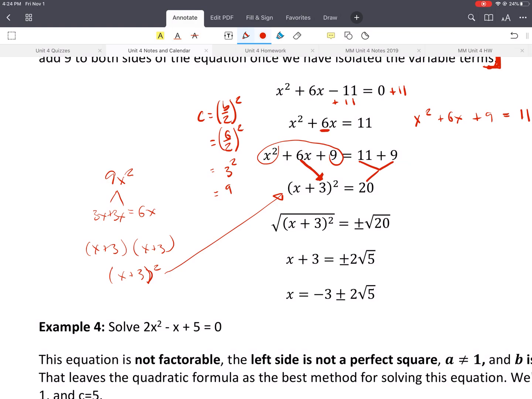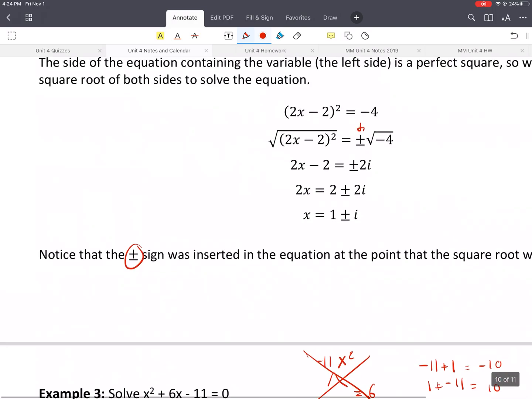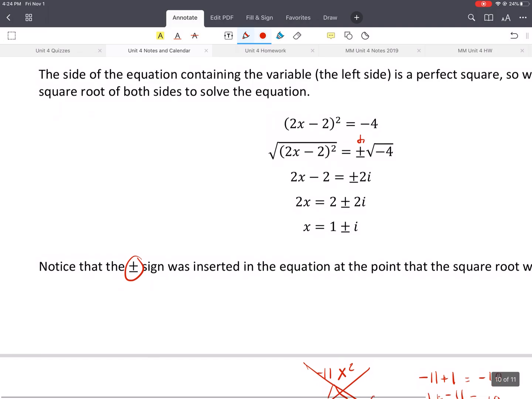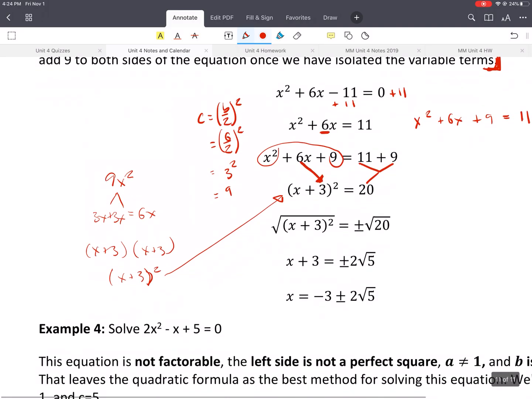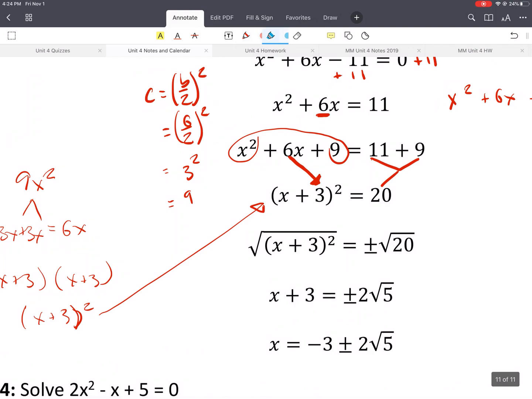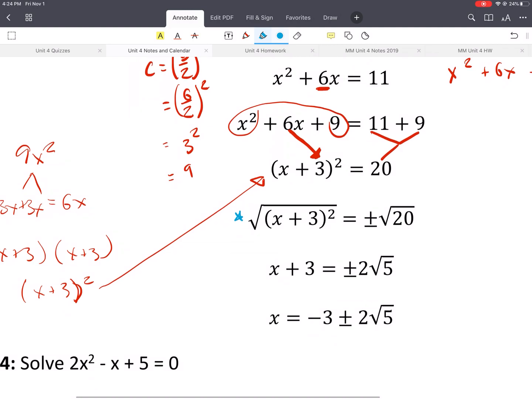Okay, so after that, now it looks like a perfect square, just like we had up here at the top. We had something with parentheses squared equals something on the other side. Okay, so after that, we would need to take the square root of both sides, and that's what happens in this spot. Okay, square root both sides. Don't forget the plus or minus whenever we square root both sides.